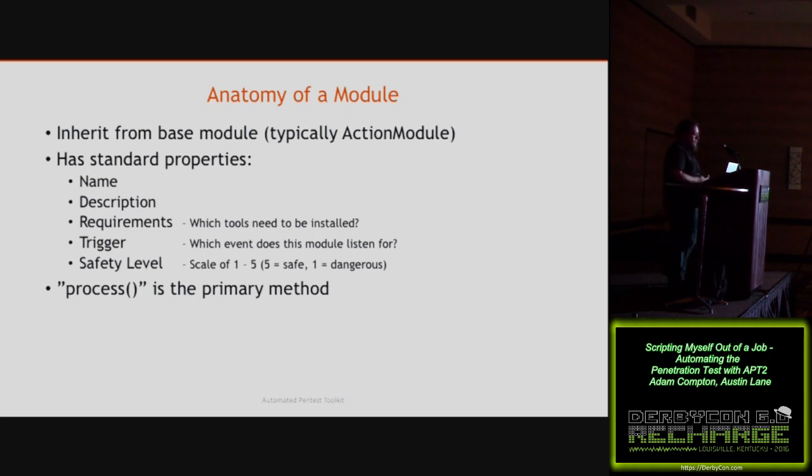One of the most important things in here is the safety level. We've added this in because there are certain things that you'll want to run, but not all the time. And depending on what network you're running it on, there are some things you never want to run. So we've basically given it a scale of 1 to 5. 5 is the safest. This is discovery modules.